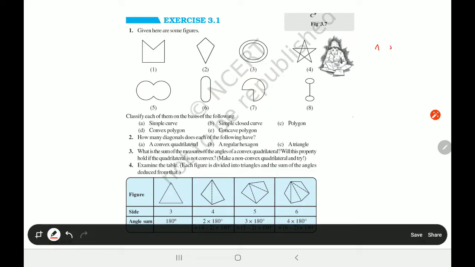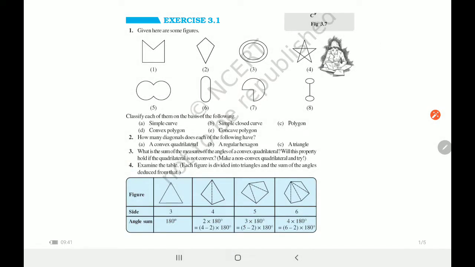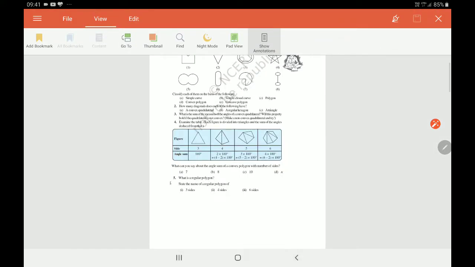Question number 4 you have to examine, but I don't have to, because we have already done this in the regular teaching time, the angle sum property of different polygons. So what is the angle sum property? The formula is n minus 2 into 180. That is what we have already discussed. Okay, I'll go for the next one.